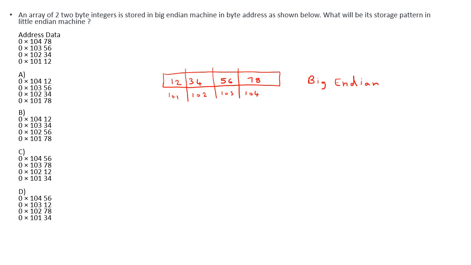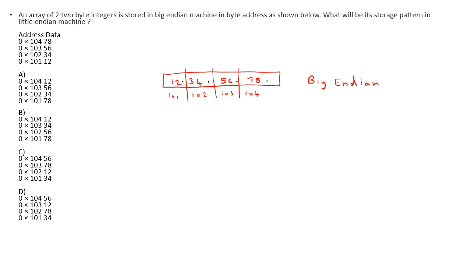An array of 2-byte integers is stored in a big endian machine in byte address as shown below. What will be its storage pattern in a little endian machine? The addresses 101 to 104 have values 12, 34, 56, and 78, and this is the big endian representation.